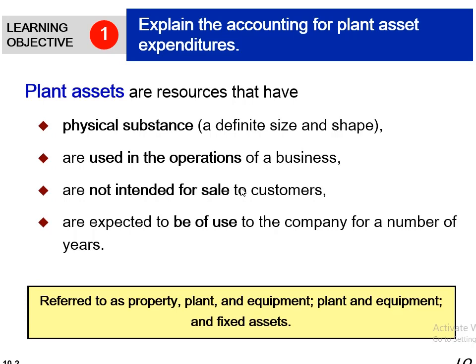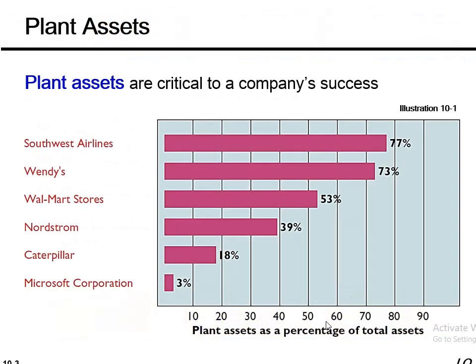We have some names for the plant assets. We call them plant assets. We call them property, plant, and equipment. Sometimes we refer to them as plant and equipment. Sometimes we refer to them as fixed assets.